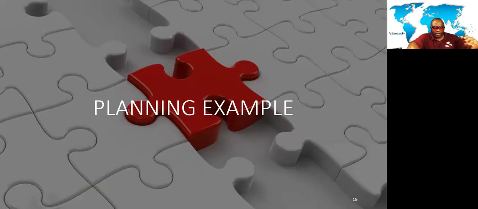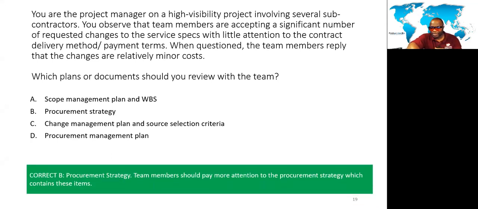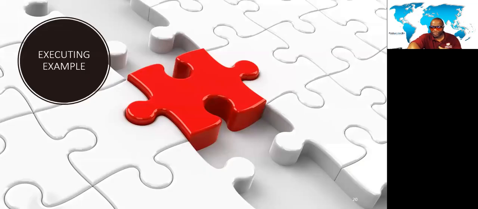Or planning. You got a question that looks like this. It could look intimidating. So I want you to read through it. I want you to hit the pause button and decide what could the answer be. And then look at the answer. Here's the answer. Procurement strategy. This is really what this question is alluding to. These are more predictive type questions, right?